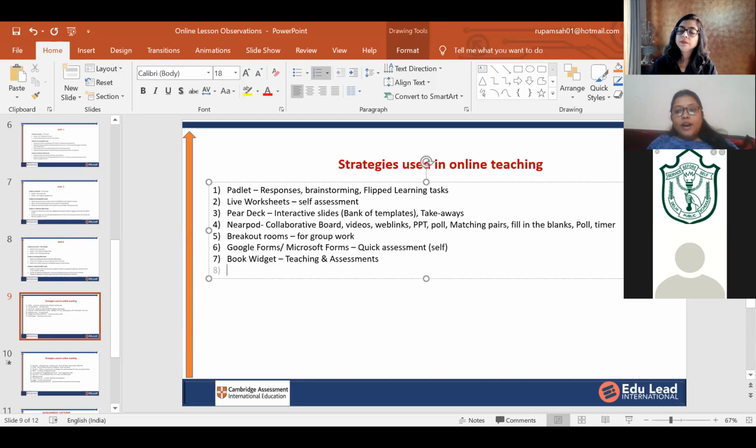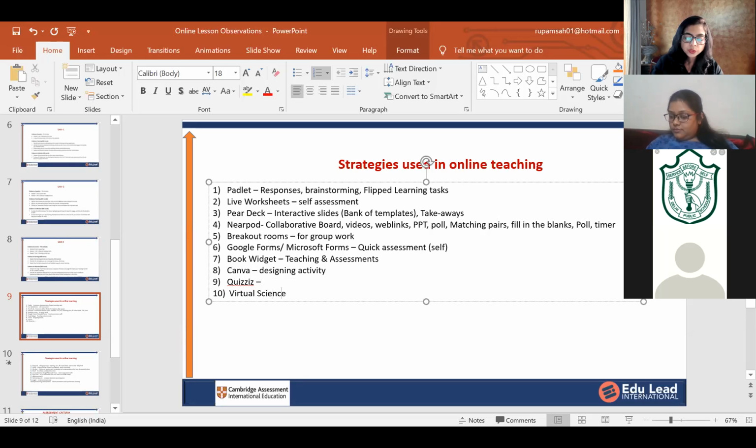We use Canva and all for assessing children from time to time. Like we did one newspaper activity, so we asked them to make it on Canva. Canva is a designing tool. We keep sending them activities like making a card sent from one microorganism to another. So that's a designing kind of activity which you can ask children to do. And there are a lot of quizzes, science virtual science labs. So you are using the virtual science labs for the students, and the children can perform the activities over there.